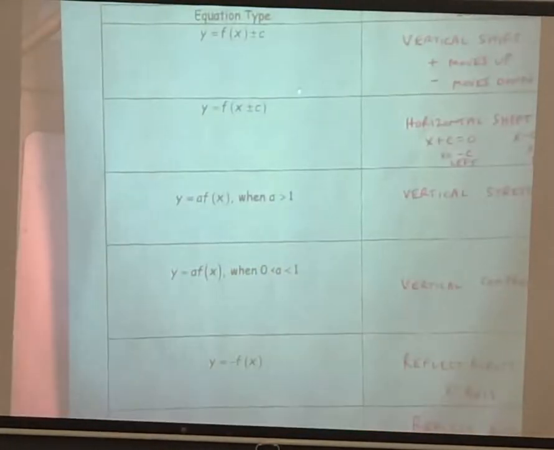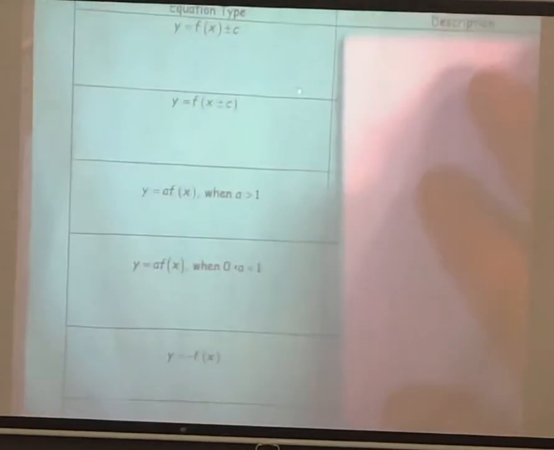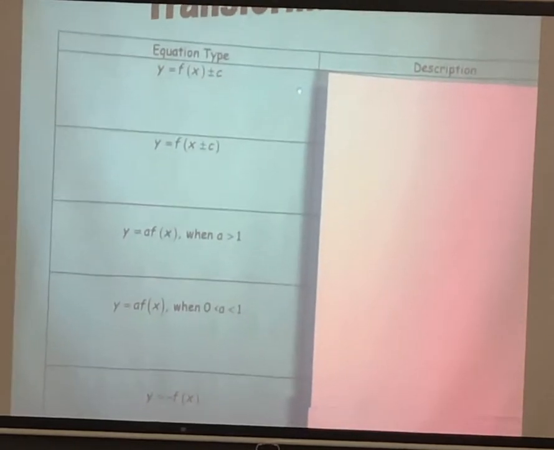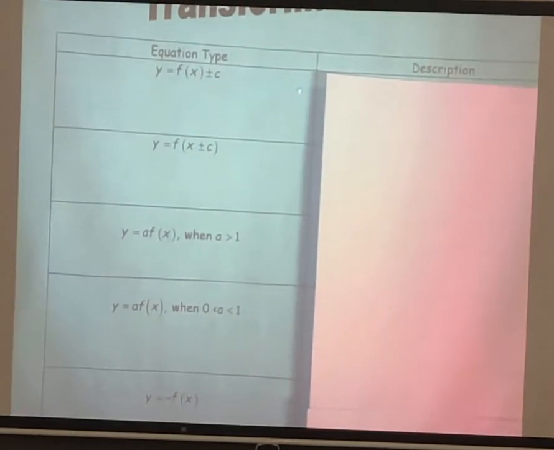The next thing we're gonna do is talk about our transformation rules. So this is where we're gonna refer to our packets and see what we learned from them. If we take a look, this first one is where we're adding or subtracting a constant value to our functions. So this would actually be page 2 and 3 in your charts.